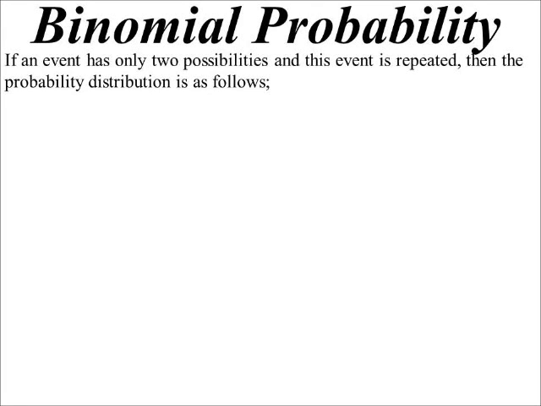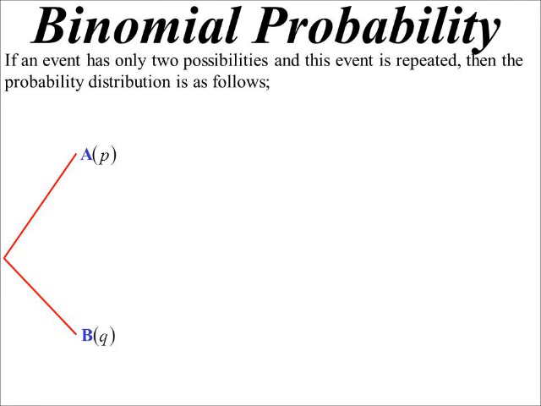The event has only 2 possibilities, which, when you think about it, most things can be broken down to 2 possibilities. Either it happens, or it doesn't happen. And then you just keep repeating that event. Then the probability distribution. Well, if I do it once, there we go, A or B. We'll say A has a probability of P, B has a probability of Q.